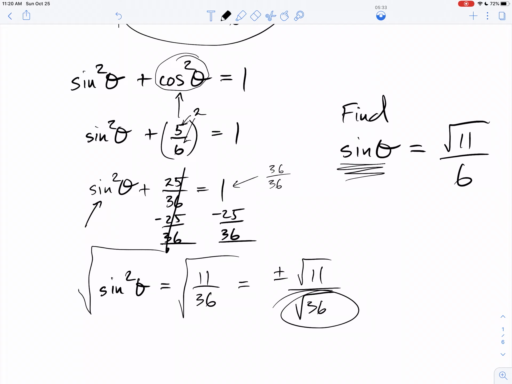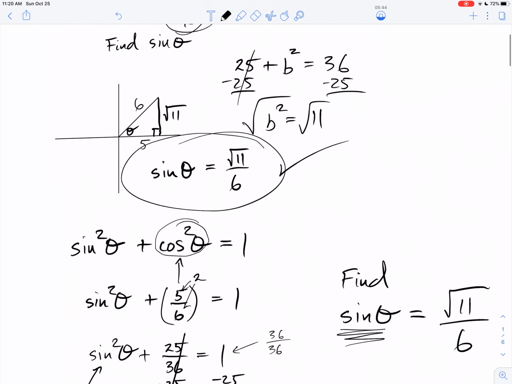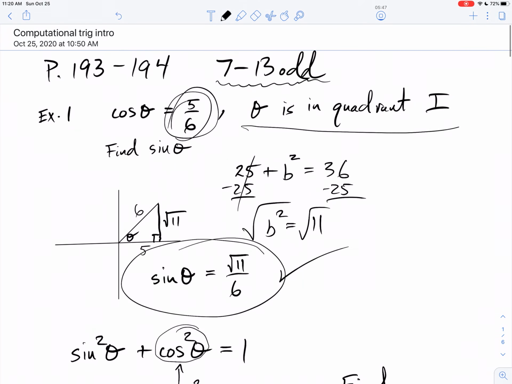Now, the only thing I have to decide is, should it be a positive or a negative answer? And I know it's supposed to be positive because in the original question, what did they tell me? They said in the original, theta is in quadrant 1. And the good old-fashioned ASTC rule says all trig functions are positive in quadrant 1.